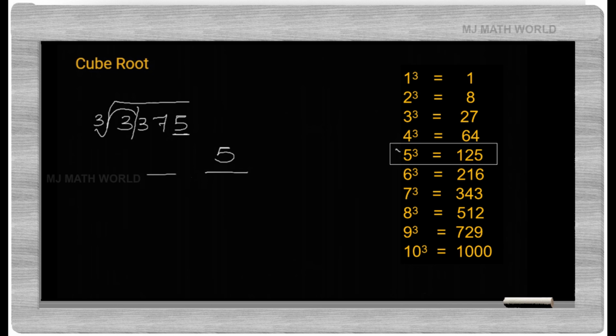Look at the remaining number, 3. 3 is not a perfect cube. We will choose the perfect cube lower than 3. That is 1. We choose the corresponding number 1. The answer is 15.